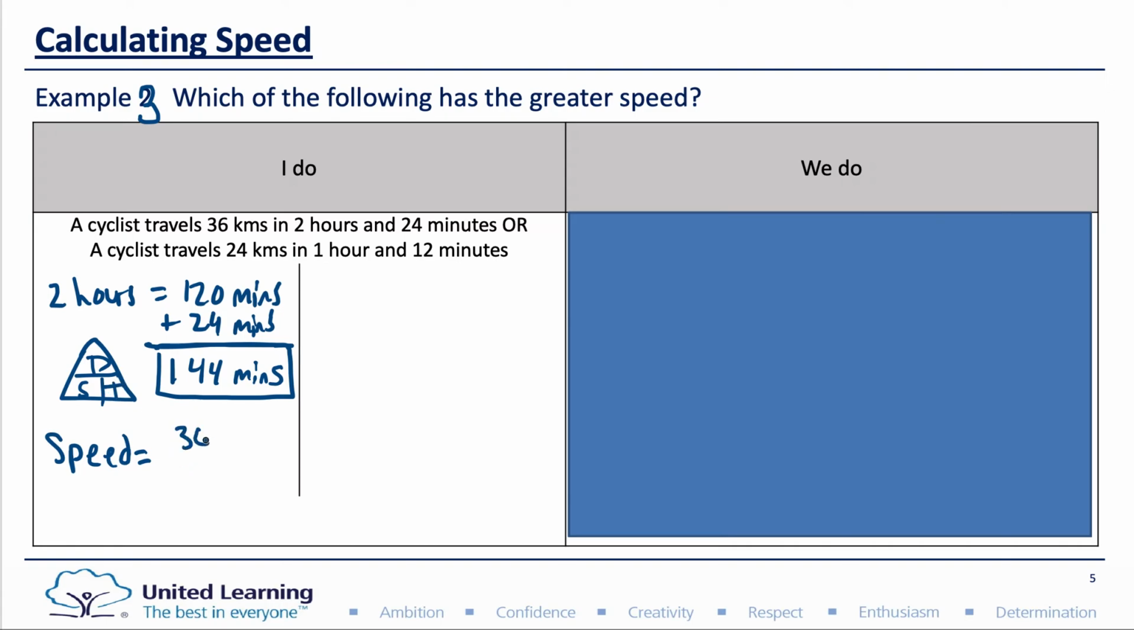Okay, 36 divided by 144. Clearly this is going to be a decimal value. So let's go ahead and actually plug that into our calculator because decimal values are easier to compare than fractions. 36 divided by 144. So this speed is 0.25. And that is in kilometers per minute. All right, let's compare. So leave that.